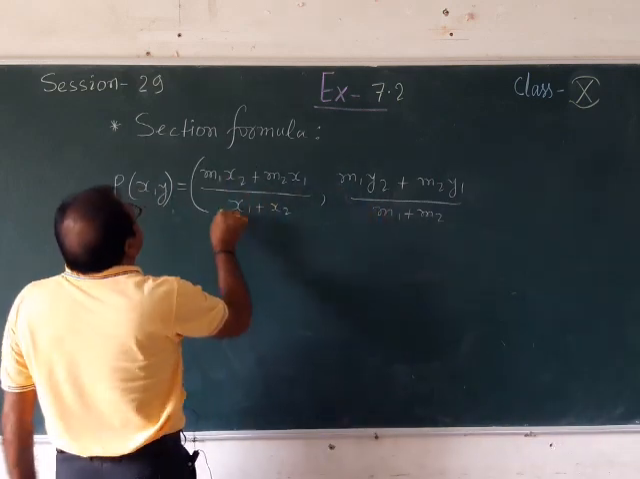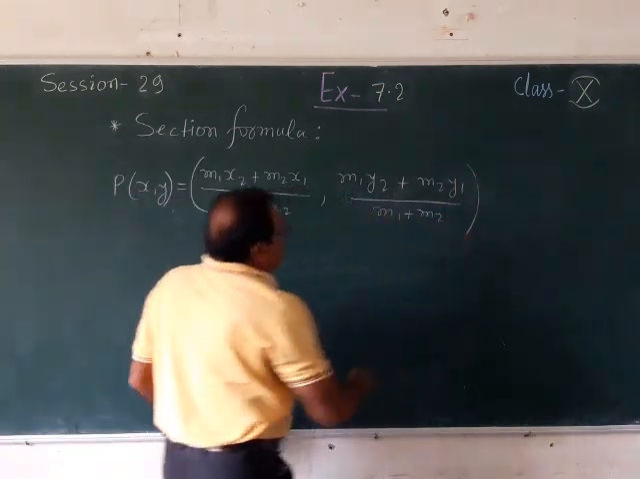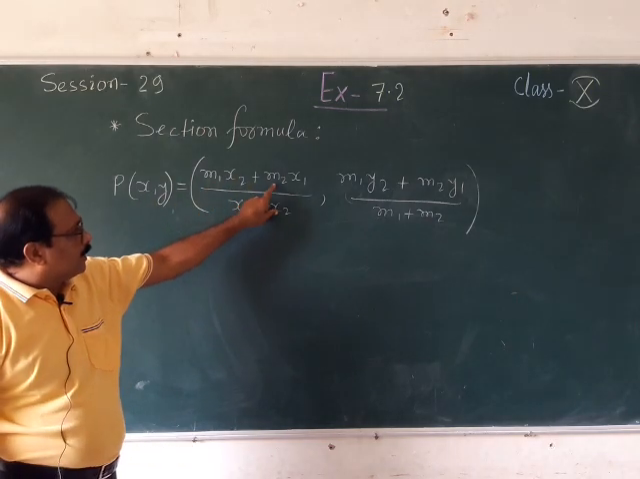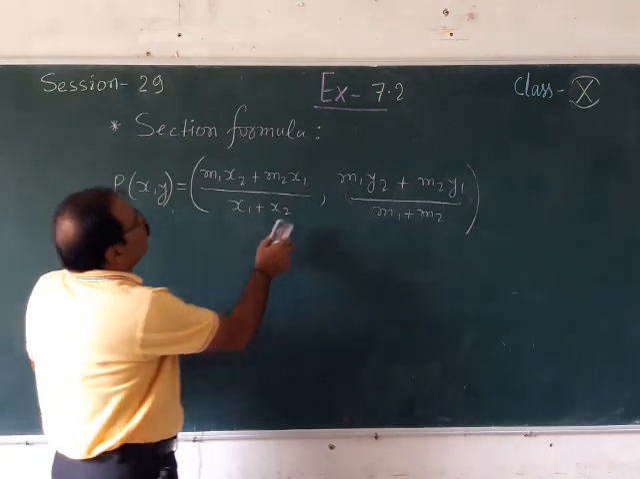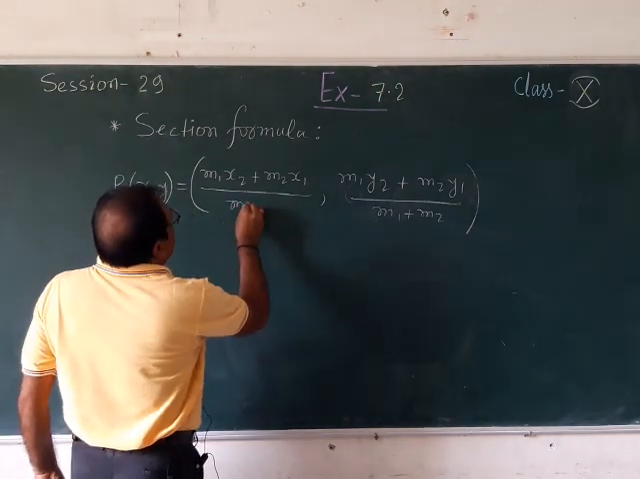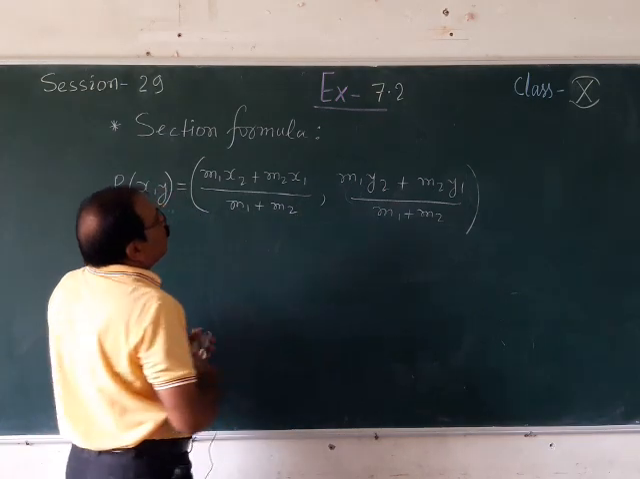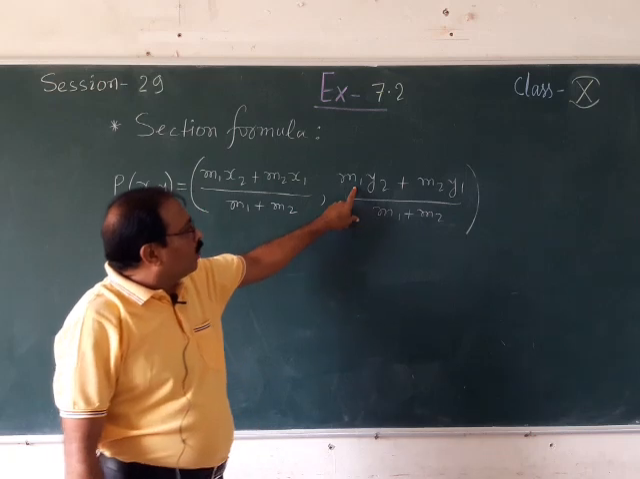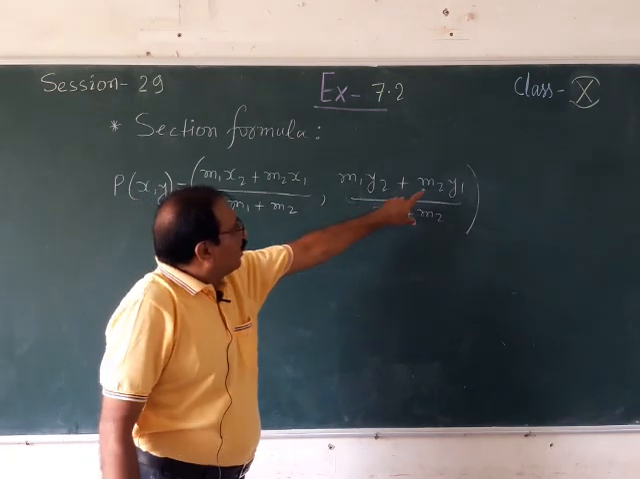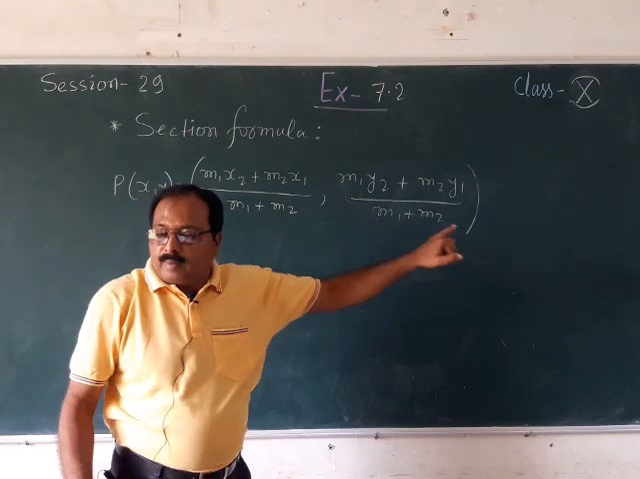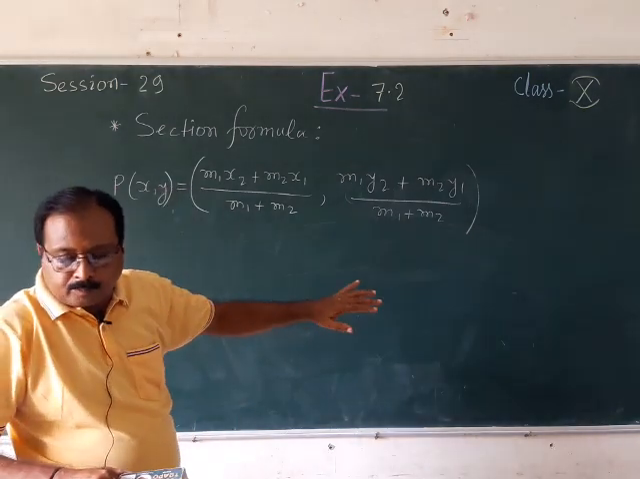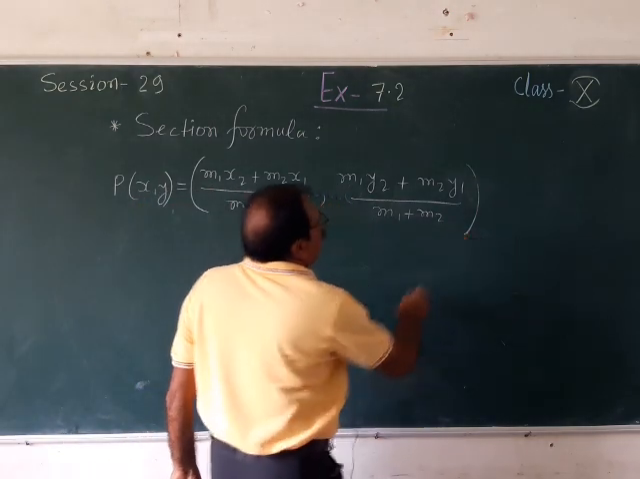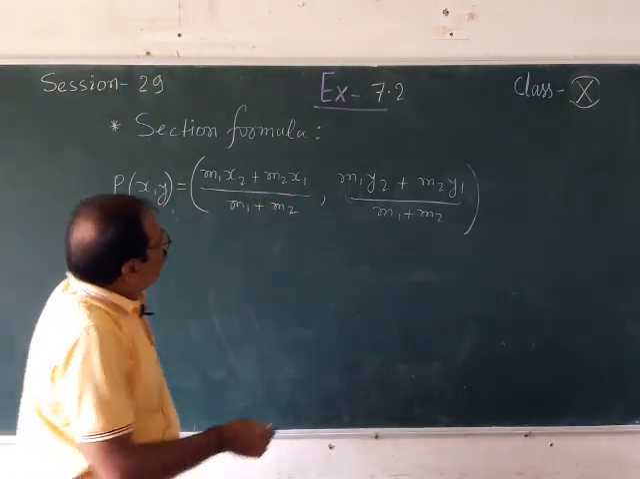So this is giving us the coordinate of x and y. X means (M1 x2 plus M2 x1) upon (M1 plus M2), and the y of the point P we can find out by applying the formula (M1 y2 plus M2 y1) upon (M1 plus M2). So this will help you to find the coordinate of the point which is given here.